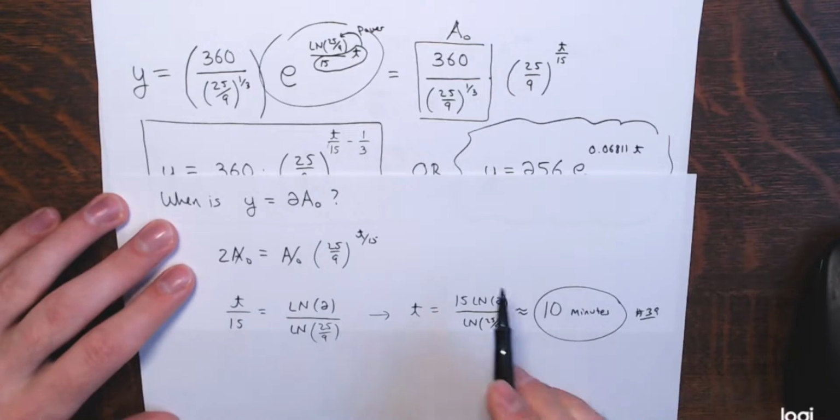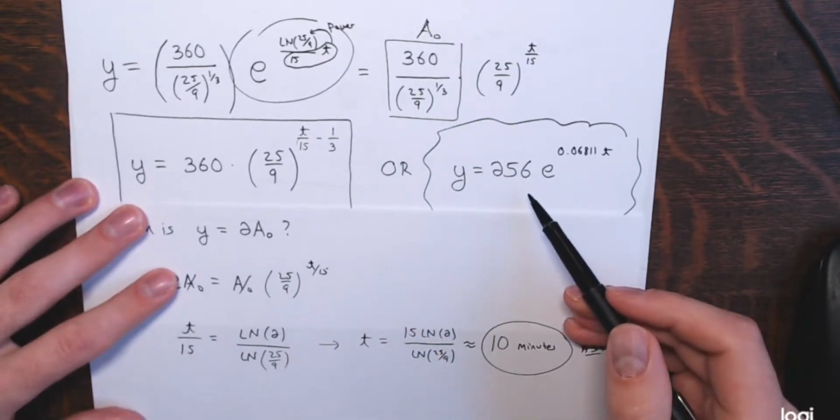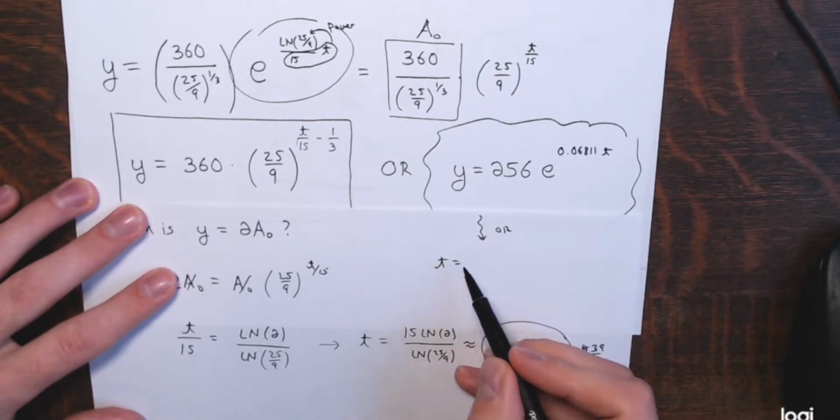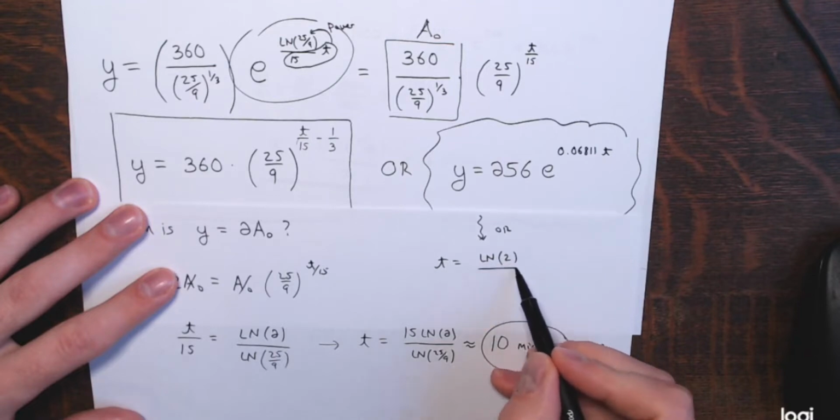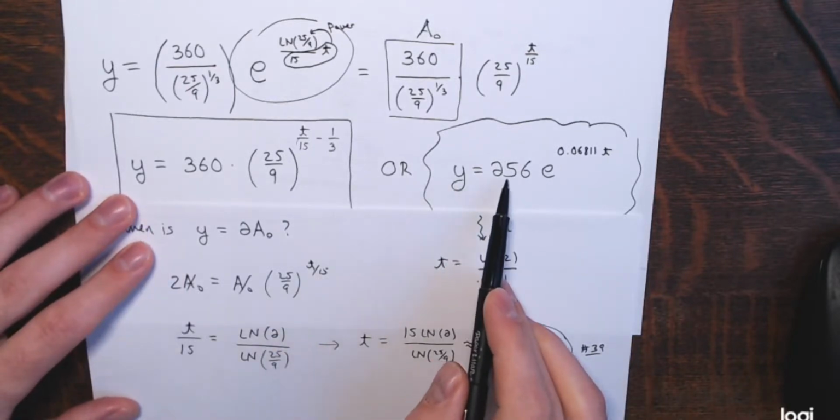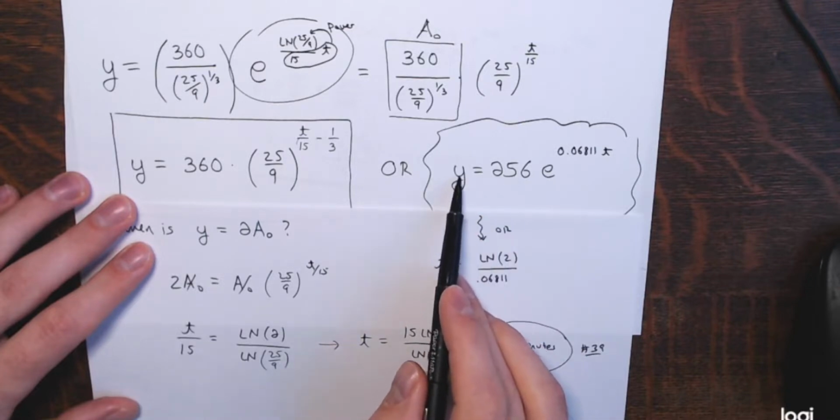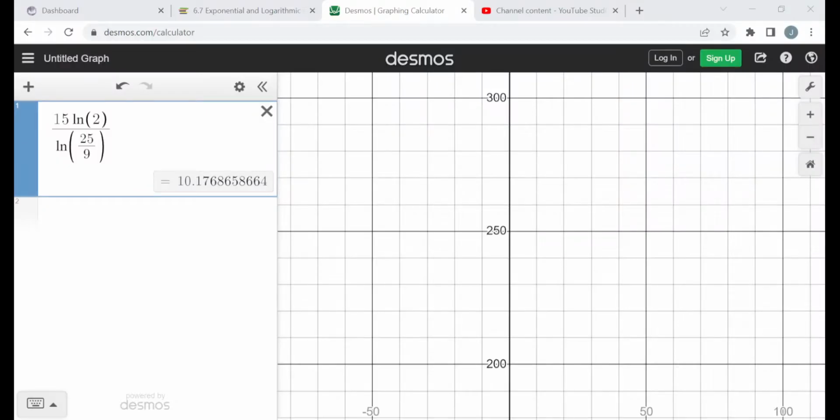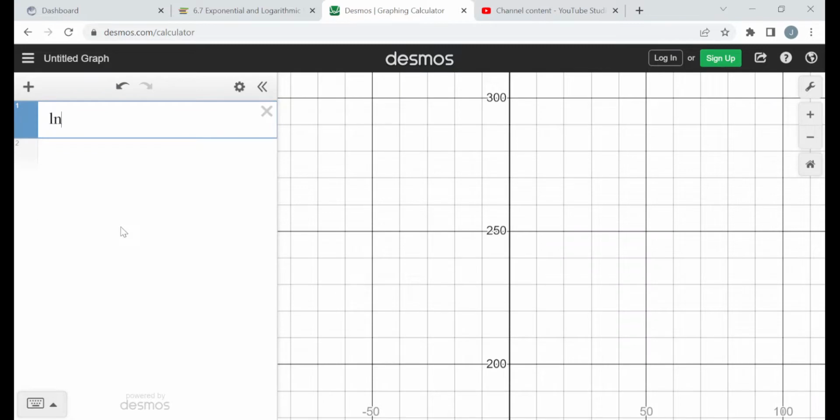Now, say you use the other model. If you use this other model, you'd end up with the time being the natural log of 2 divided by 0.06811. If you were to put twice 512 over here and then divide, you get 2, and then do the logs and all that. And hopefully this ends up to be about 10 minutes as well. Let me punch that in. So the natural log of 2 divided by 0.06811, and yeah, it's about 10.17 again. So it would round to 10 minutes.